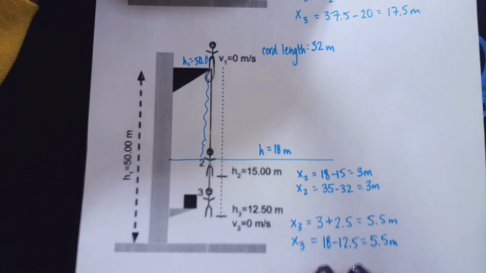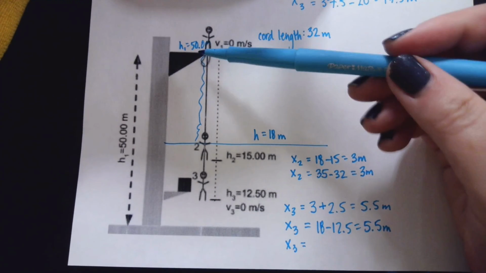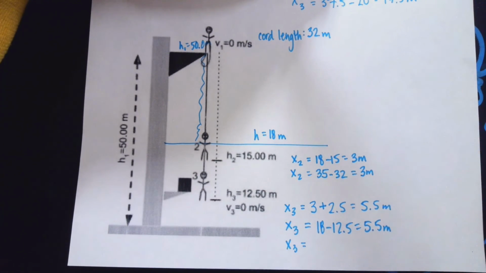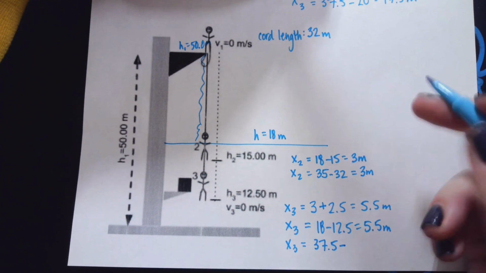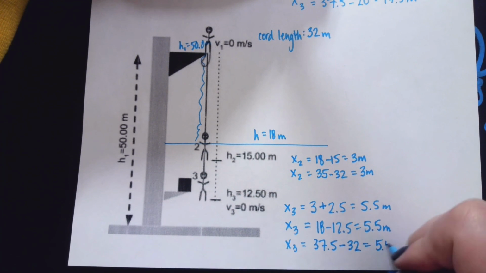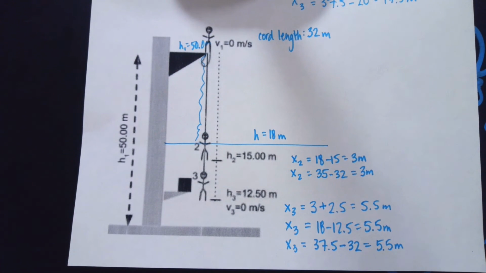And then the third way would be to say that from the top, 50 down to 12.5, is a drop of 37.5 meters. 32 of that is the cord. So the last 5.5 meters of that is the stretch. Okay, so hopefully that helps you figure out what the stretch will be at the different points.